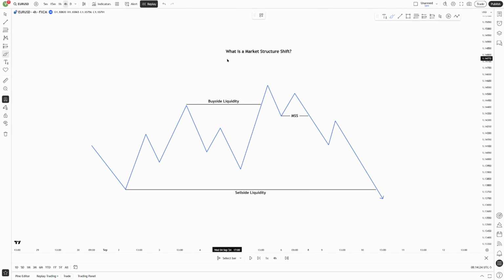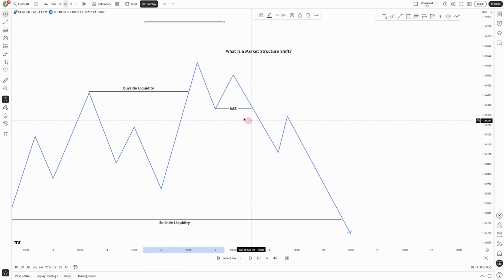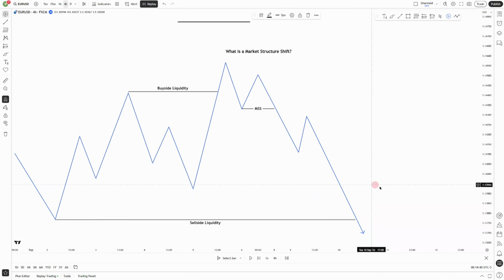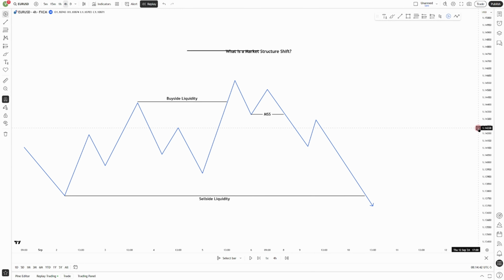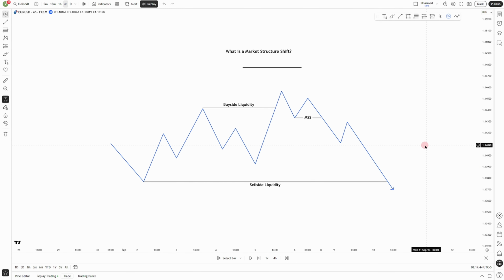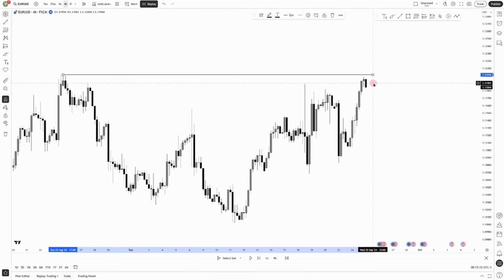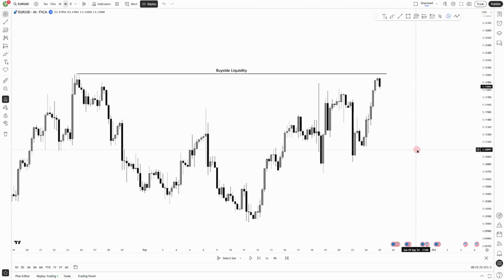Now let's talk about market structure shift. For example, a bearish market structure shift happens when price sweeps a buy-side liquidity level, then creates a low, and then breaks it with displacement to the downside. As soon as a candle closes outside the low, it validates the market structure shift, and then price continues towards the opposing side liquidity level. Now let's see on the charts how it looks and how it is used.